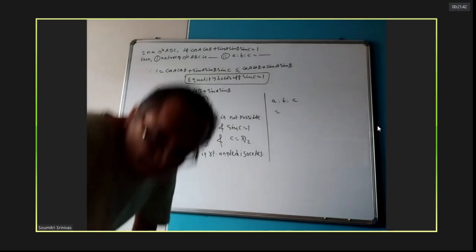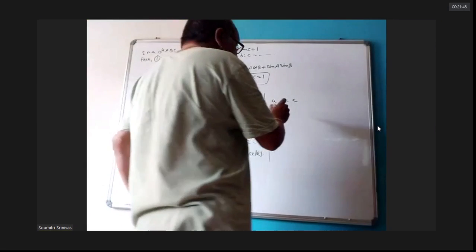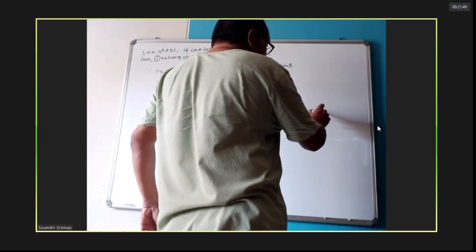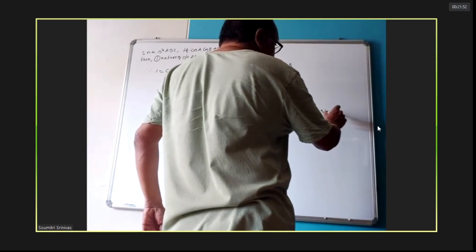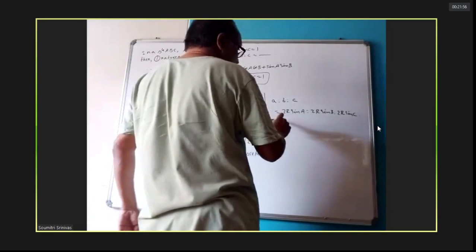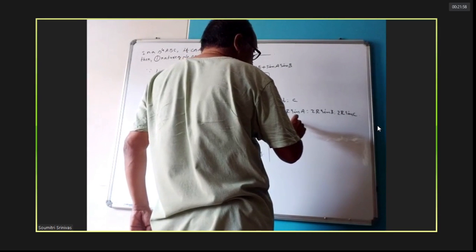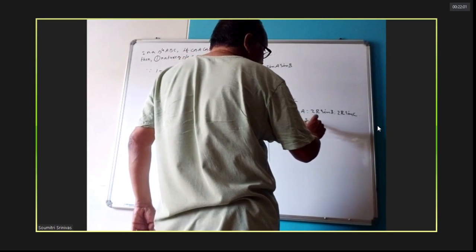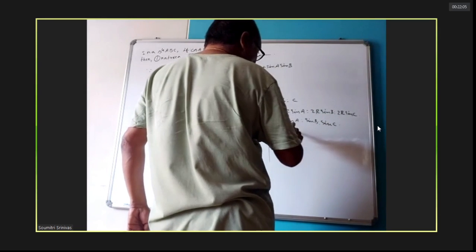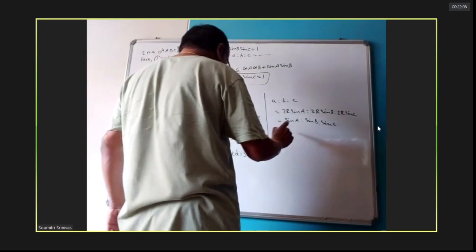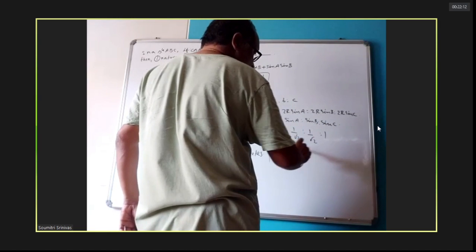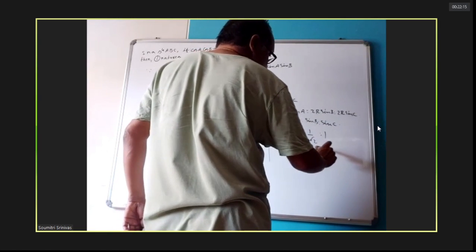Shall I? 1 minute, sir. It is 2r sin A is to 2r sin B is to 2r sin C. What will I get? Sin A is to sin B is to sin C, which is sin 45. 1/√2 is to 1/√2 is to 1. 1 is to 1 is to.